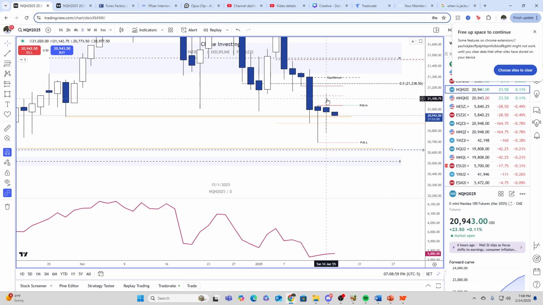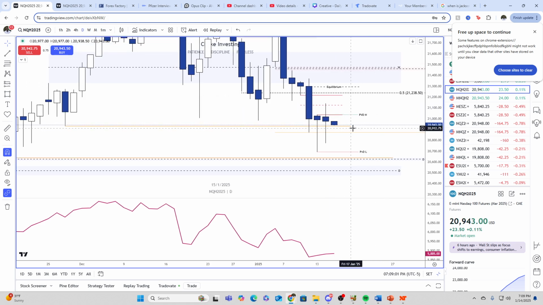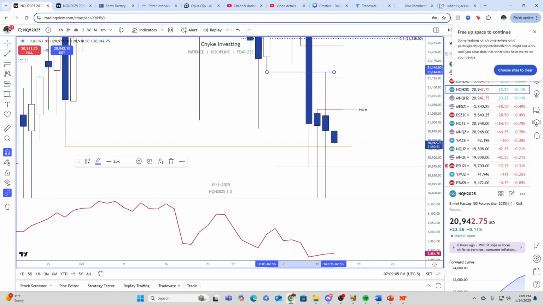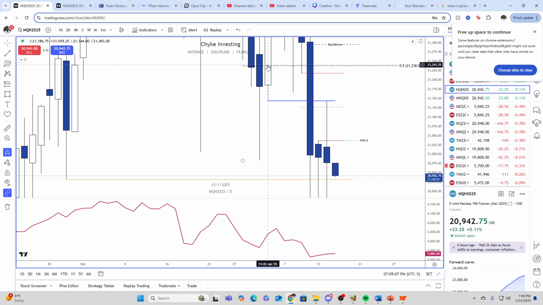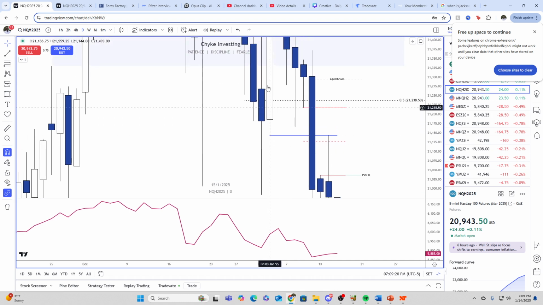We'll just react off the most recent PD array, and then we'll run lower. You can also see that we just came shy. I want to see if that actually touched that bearish order block right there. The low on this candle is 21,144. The high of this candle is 21,143.75, right? So we were one tick away from tapping this bearish order block here, and we just ran lower.